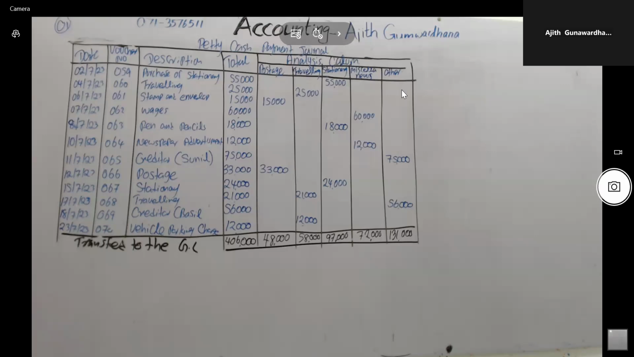It is given wages as well as newspaper advertisement. And other also, think other column available, payment for creditors.